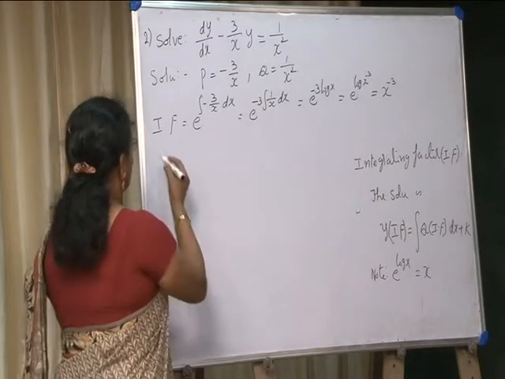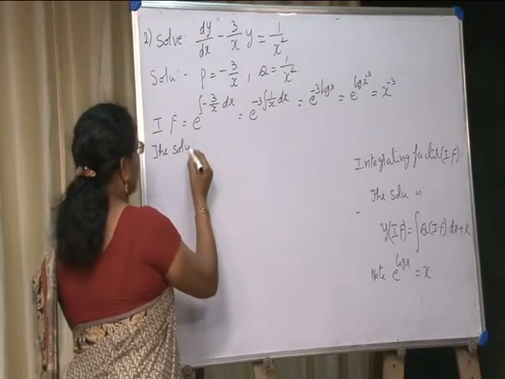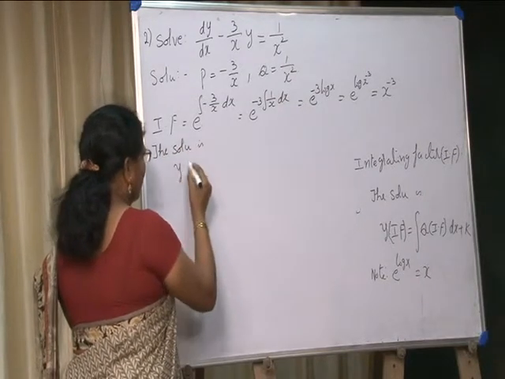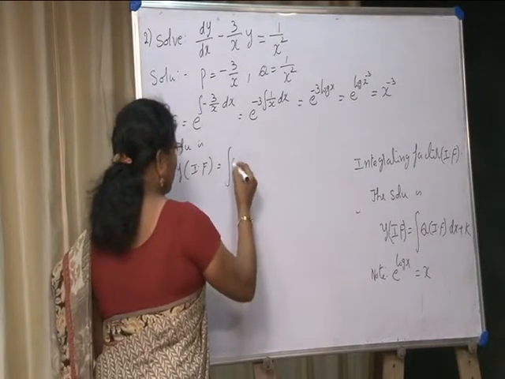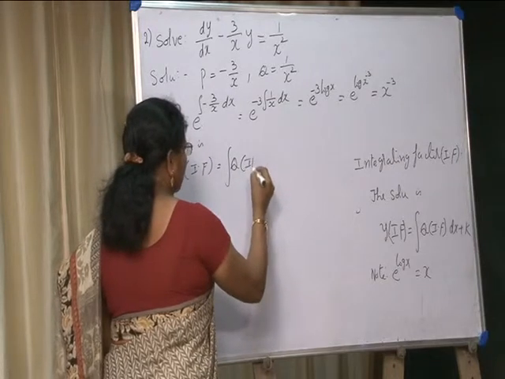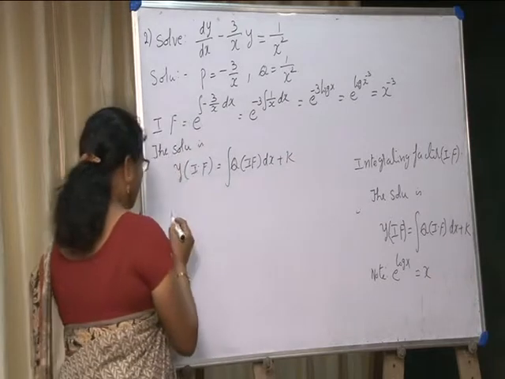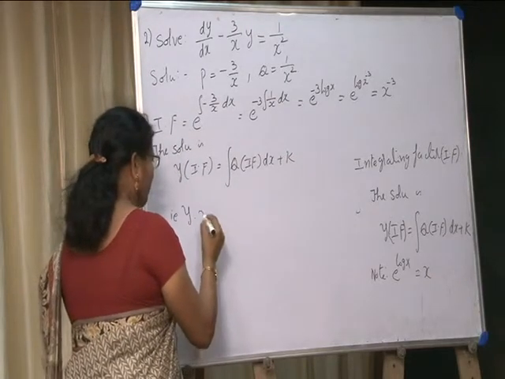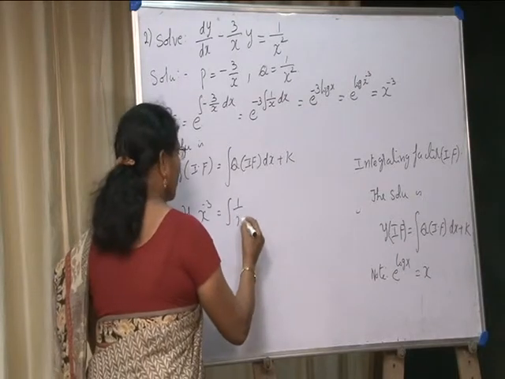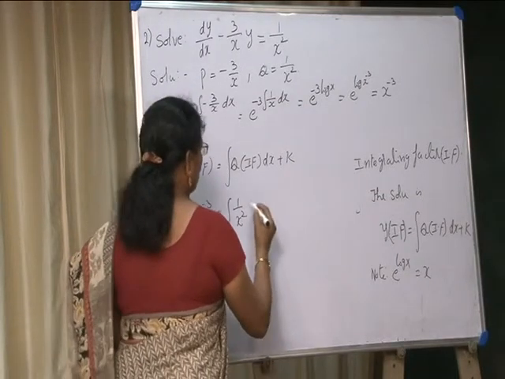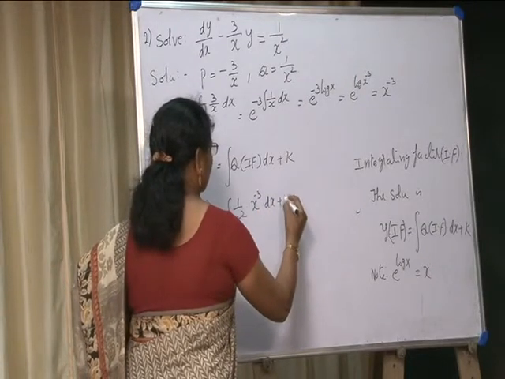The solution is y into integrating factor is equal to integration of q into integrating factor plus k, that is y into x to the power of minus 3 is equal to integration of q, which is 1 over x squared, into x to the power of minus 3 dx plus k.